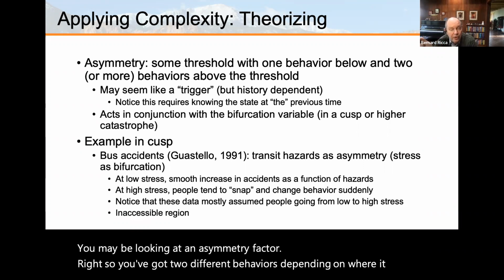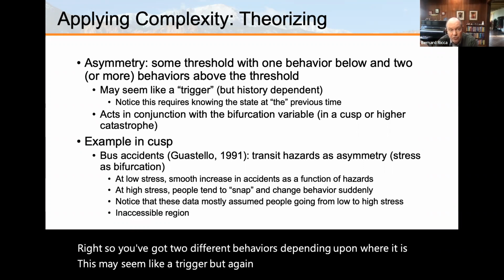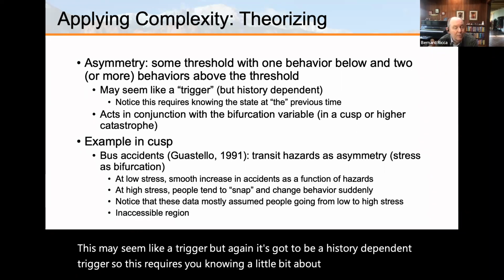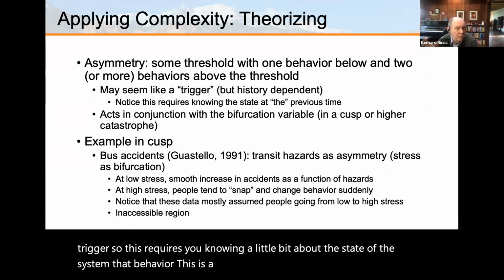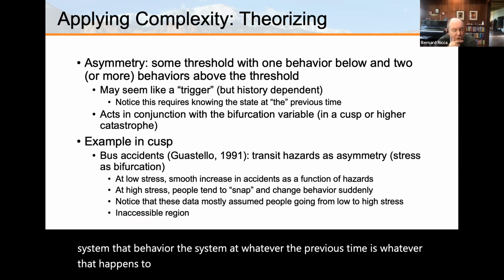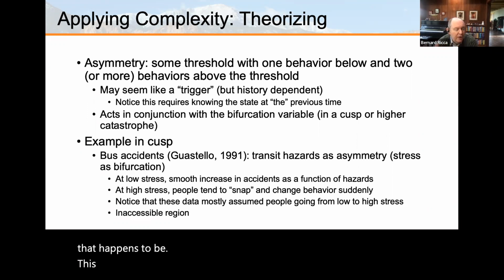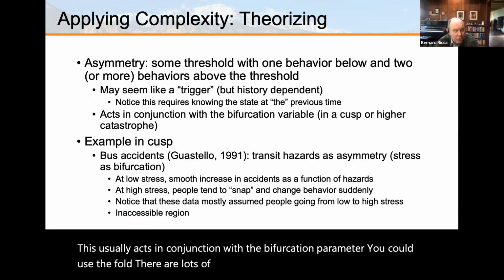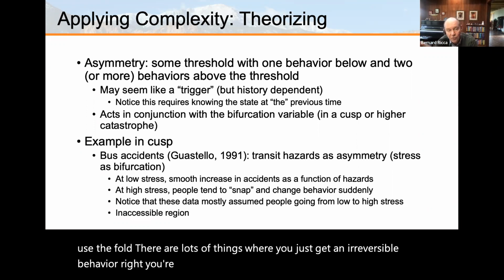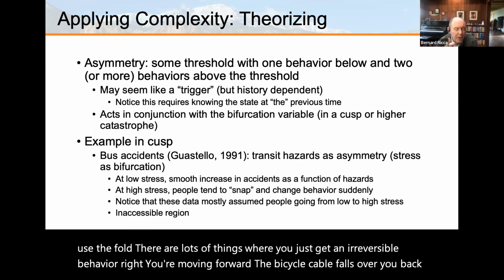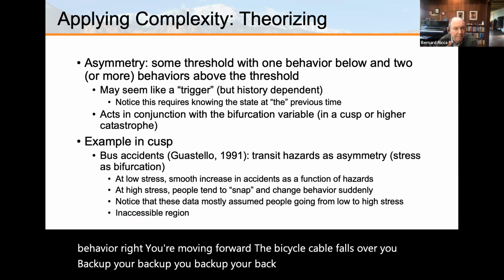This may seem like a trigger, but again, it's got to be a history-dependent trigger. So this requires you knowing a little bit about the state of the system, the behavior of the system at whatever the previous time is, whatever that happens to be. This usually acts in conjunction with the bifurcation parameter. You could use the fold. There are lots of things where you just get an irreversible behavior, right? You're moving forward, the bicycle cable falls over, you back up, you back up, you back up, you back up, and finally it raises up.